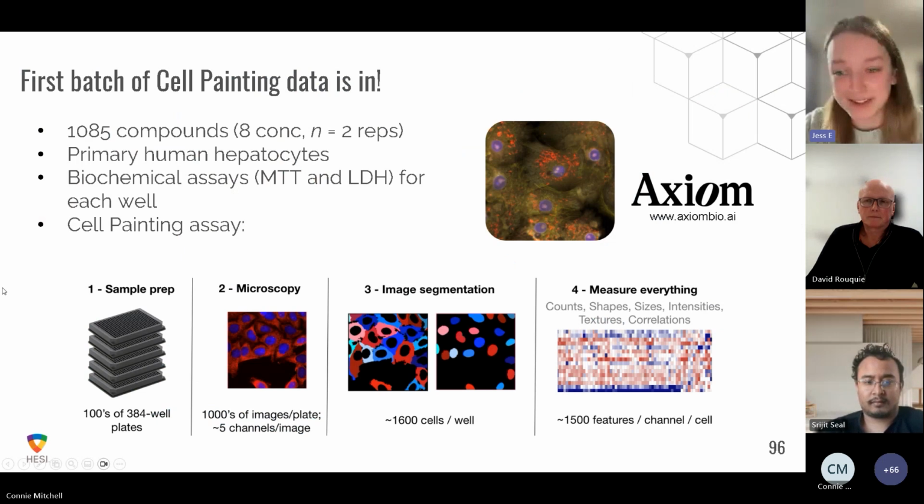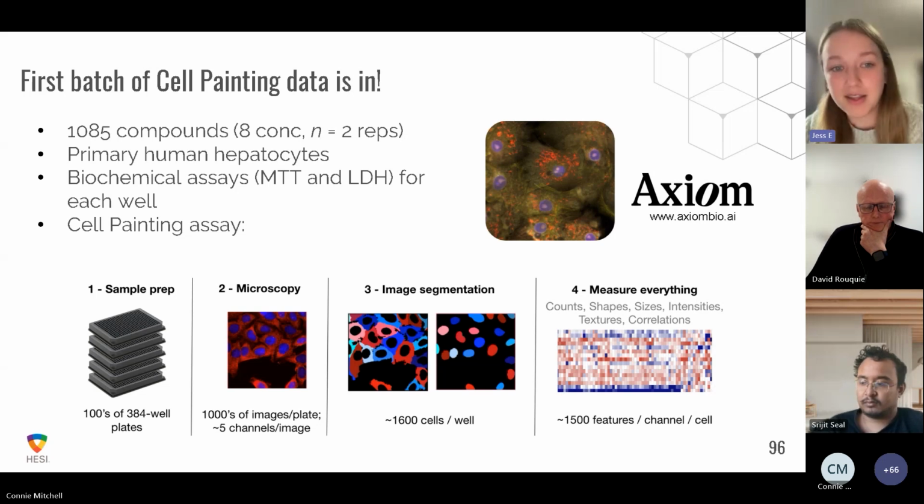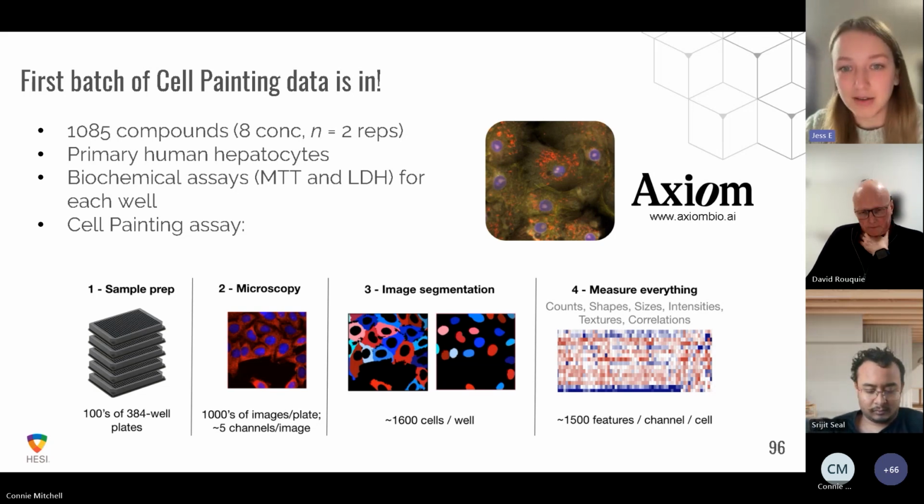Yeah, so I'm really excited I get to present the first data that's come in. So just to give some background, Axiom is a startup. They're trying to develop predictive models for toxicity using large imaging data sets. They've actually collected images from primary human hepatocytes for over 50,000 different compounds that they've screened. And they very generously made the compounds that overlap with the OASIS list publicly available. And so we have those available online, and we are analyzing them now.